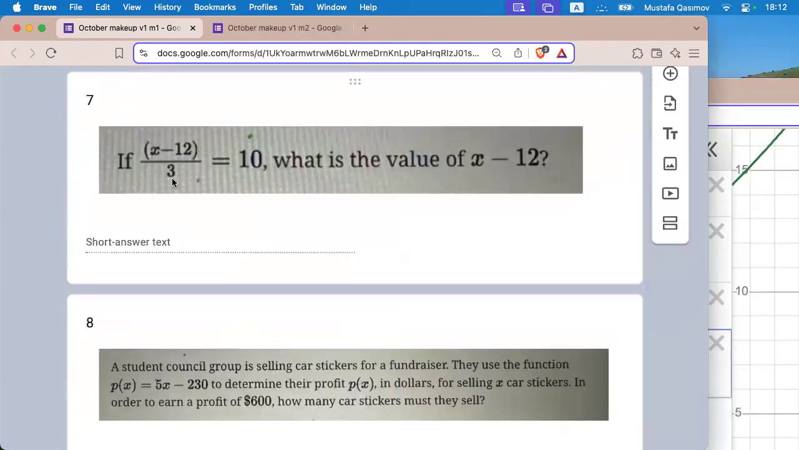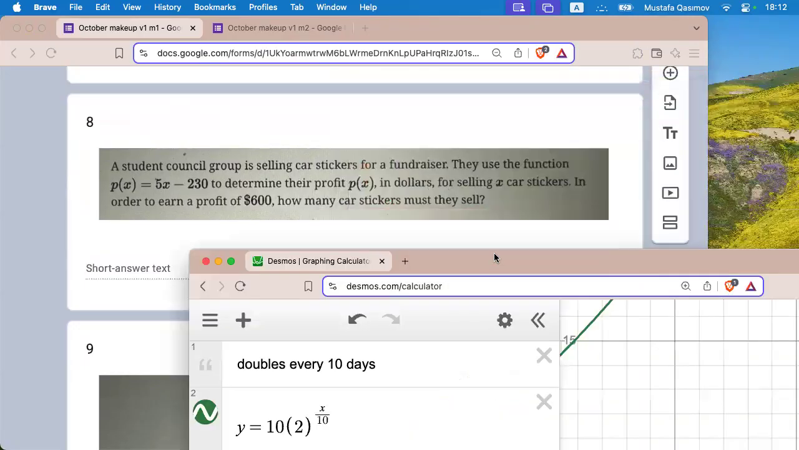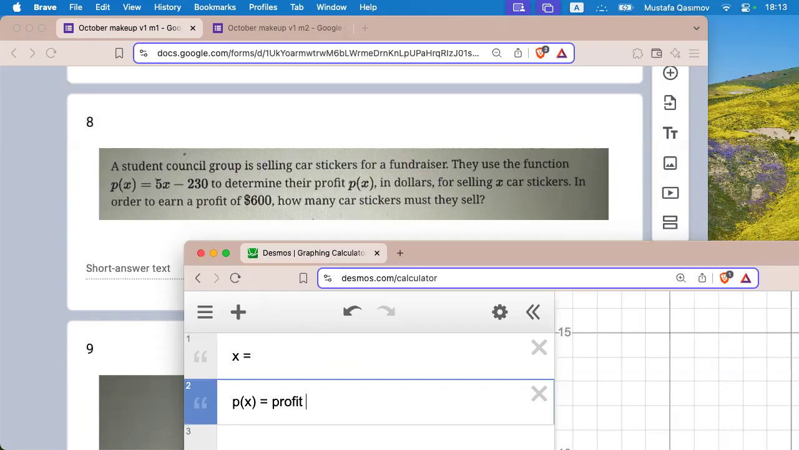7, just do cross multiplication, 3 multiplied by 10 will be 30. X minus 12 is equal to 30. 8, for this type of question, you have to identify what x and y represent. Okay, let's look. It says that they use the function, determine their profit P of x. So it means that P of x is profit. Profit means, in Azerbaijani language, menfaat. And it is, by the way, in dollars, it is USD.